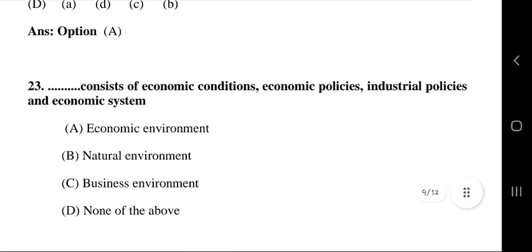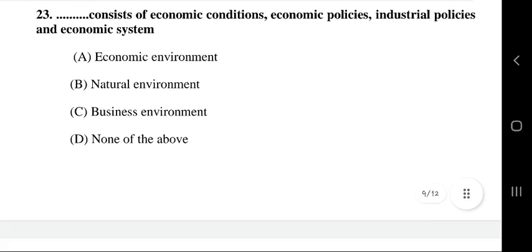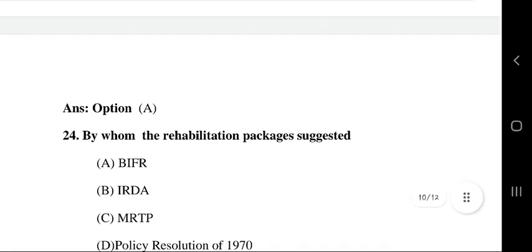Next, question 23. A dash consists of economic conditions, economic policies, industrial policies and economic system. Options: economic environment, natural environment, business environment, none of the above. That's a simple question. The answer is option A, economic environment.